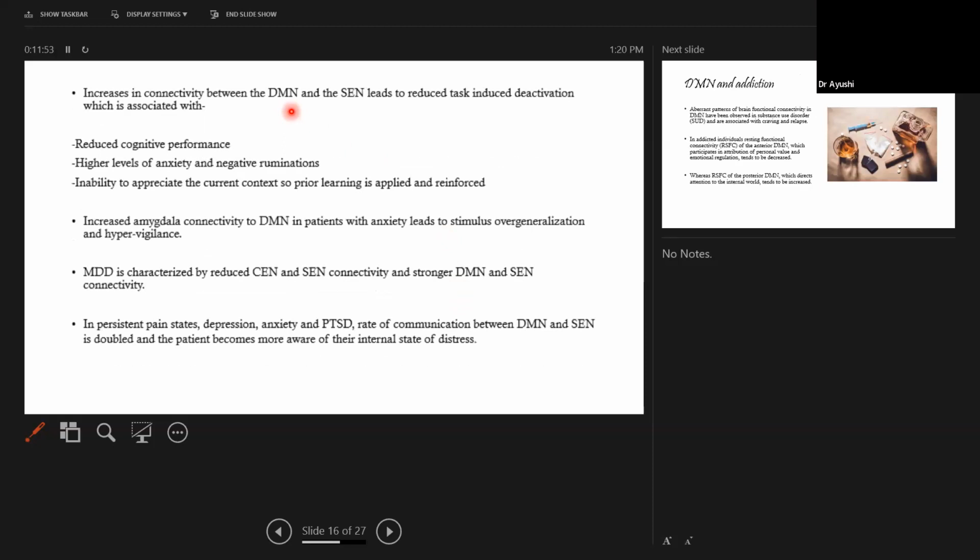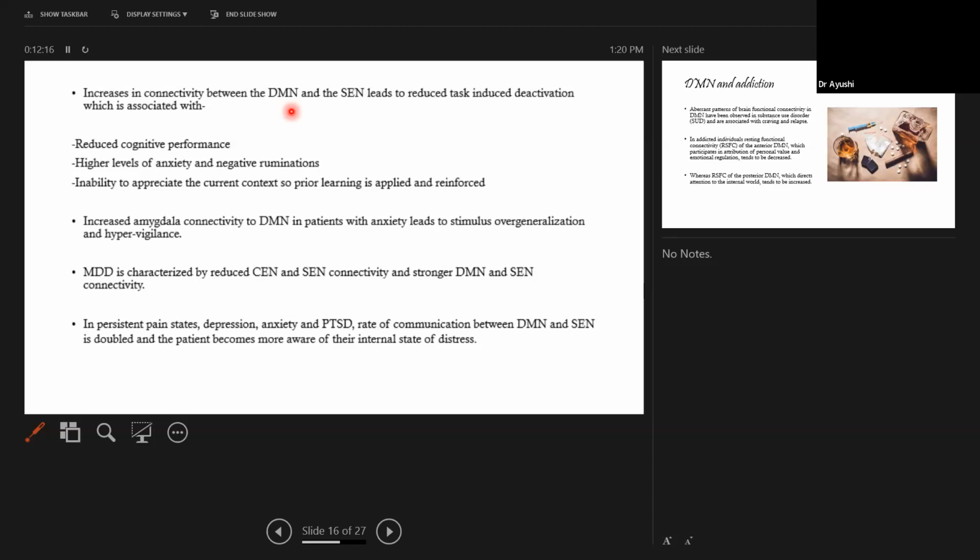So when the DMN and the salience network are connected, this leads to reduced cognitive performance, higher levels of anxiety and negative ruminations, and inability to appreciate the current context so that prior learning is applied and reinforced. So the central executive network is not very active here. The default mode network is more active and more connected to the salience network.